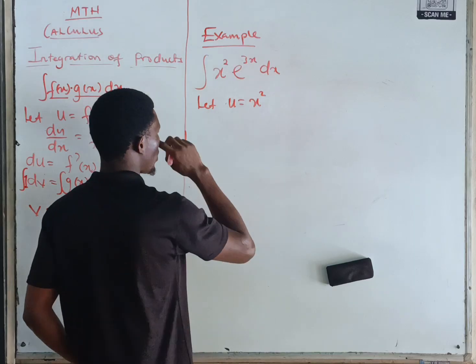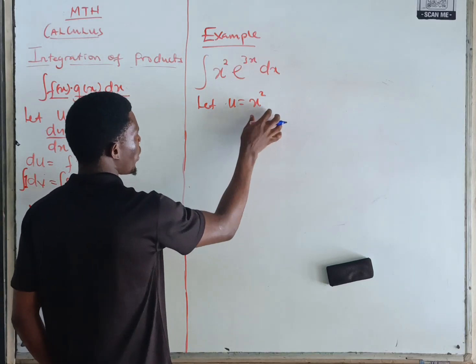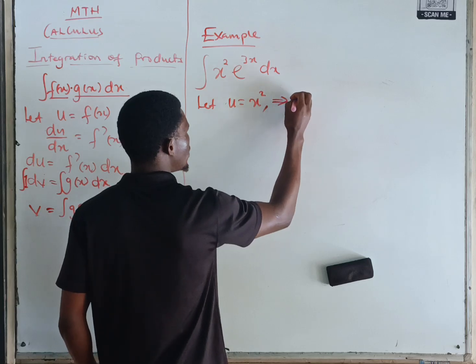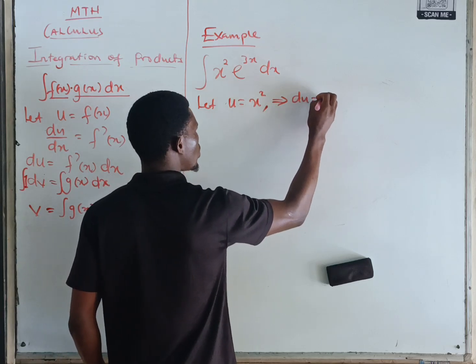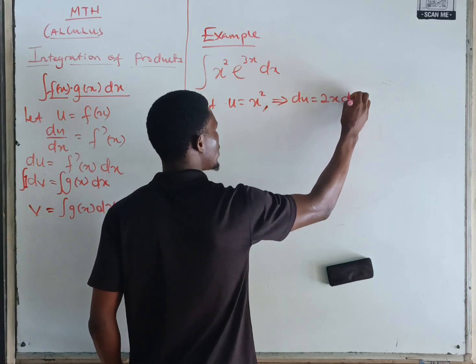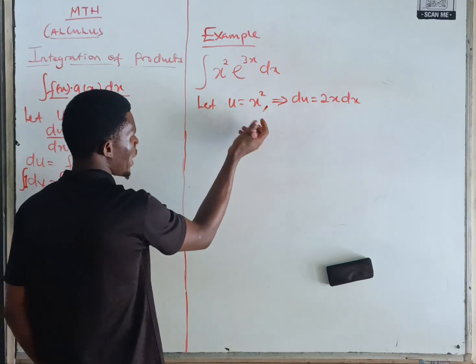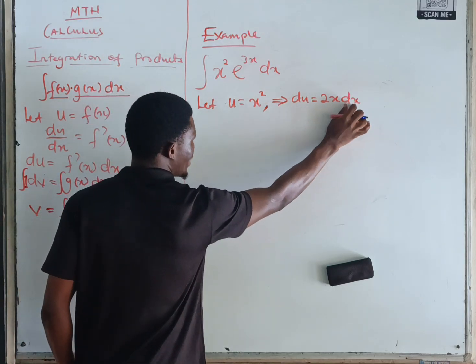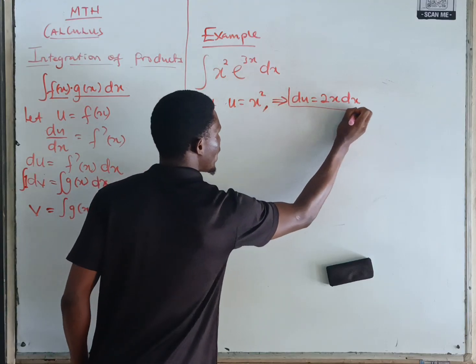Okay, I haven't done this one, so let me complete this part. So now we have this, right? This implies that du equals 2x dx, right? When I have du over dx is 2x, then when I cross multiply, du equals 2x dx. So let's take note of that. Let me box that.